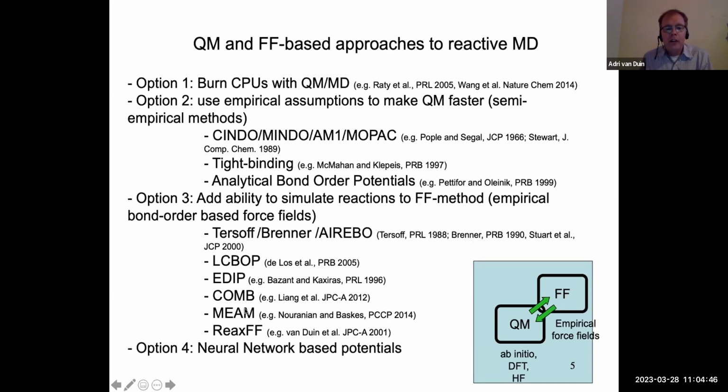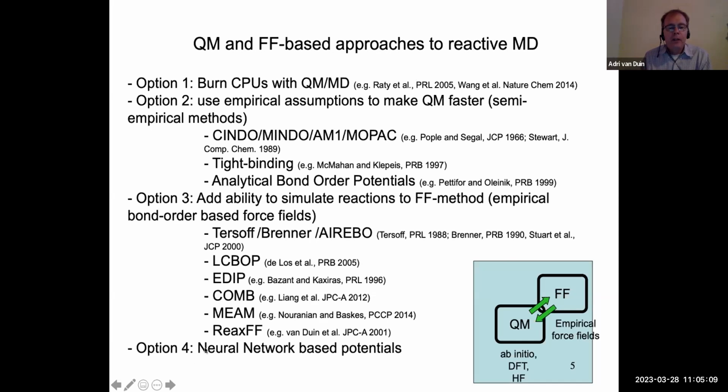ReaxFF is an example of a second generation reactive force field, where on top of the Brenner and Tersoff potential, which for example didn't really include non-bonded interactions and didn't include charges. Many of the second generation reactive force fields like COMB, MEAM and all that have the ability to do weak interactions and to include some level of Coulomb interactions as well.